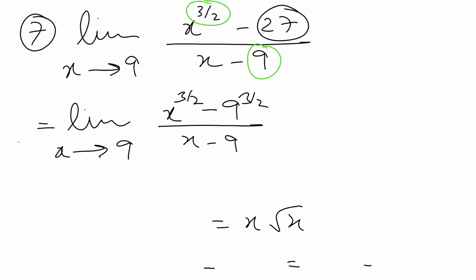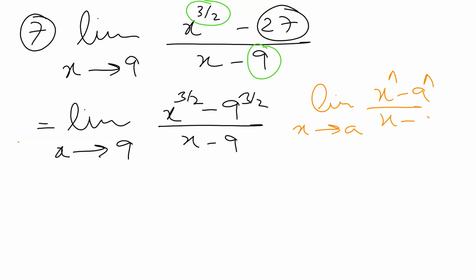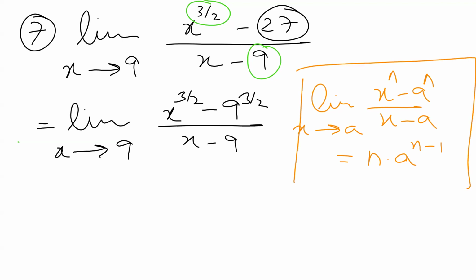So next step, I'll compare this with the formula. Limit x approaching a, x raised to n minus a raised to n upon x minus a is n into a raised to n minus 1.